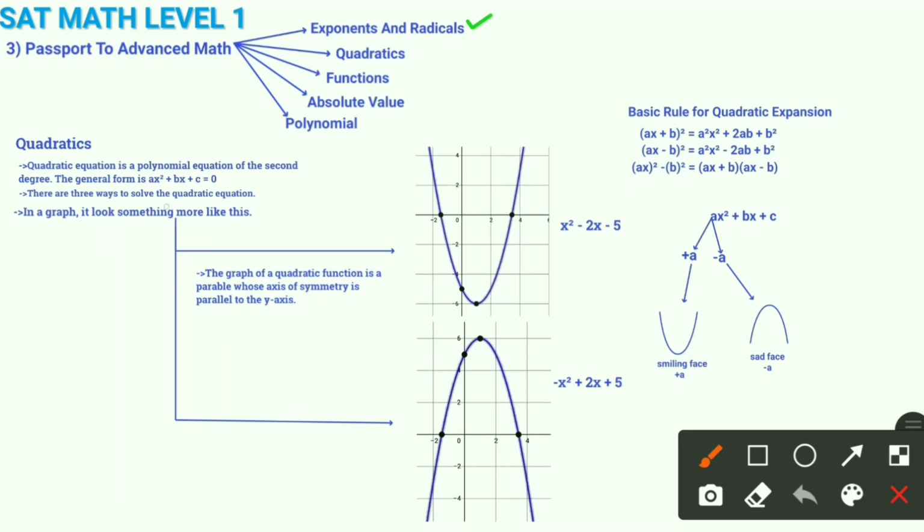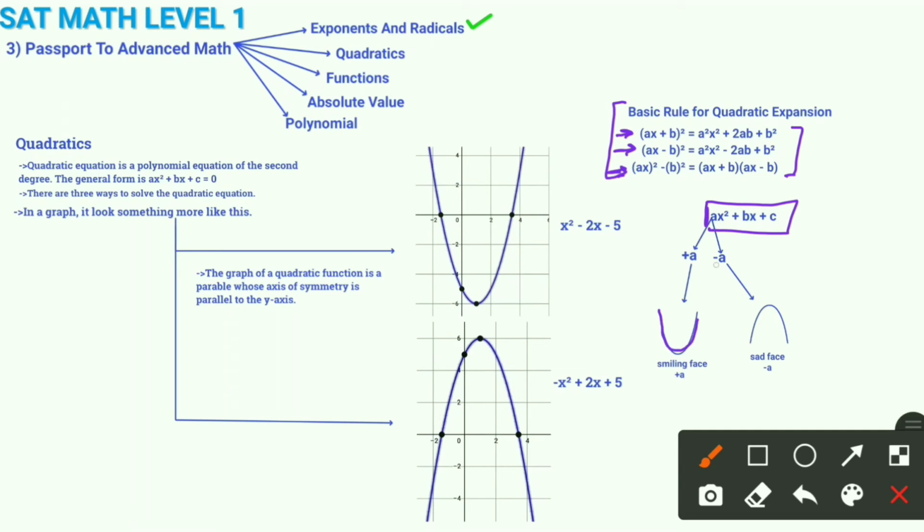Okay, a quadratic equation is a polynomial equation of the second degree. The general form is ax squared plus bx plus c is equal to 0. There are 3 ways to solve the quadratic equation. First of all, you need to understand the basic rule for quadratic equations. You need to understand that there are 3 types of doing the expansion. Okay, you must be familiar with this.